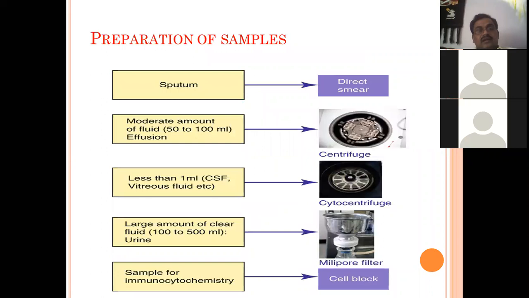Once you collect the sample, it cannot always be directly used for staining and interpretation. Sometimes it needs to be processed. For example, if you are collecting sputum, you can directly make a smear.